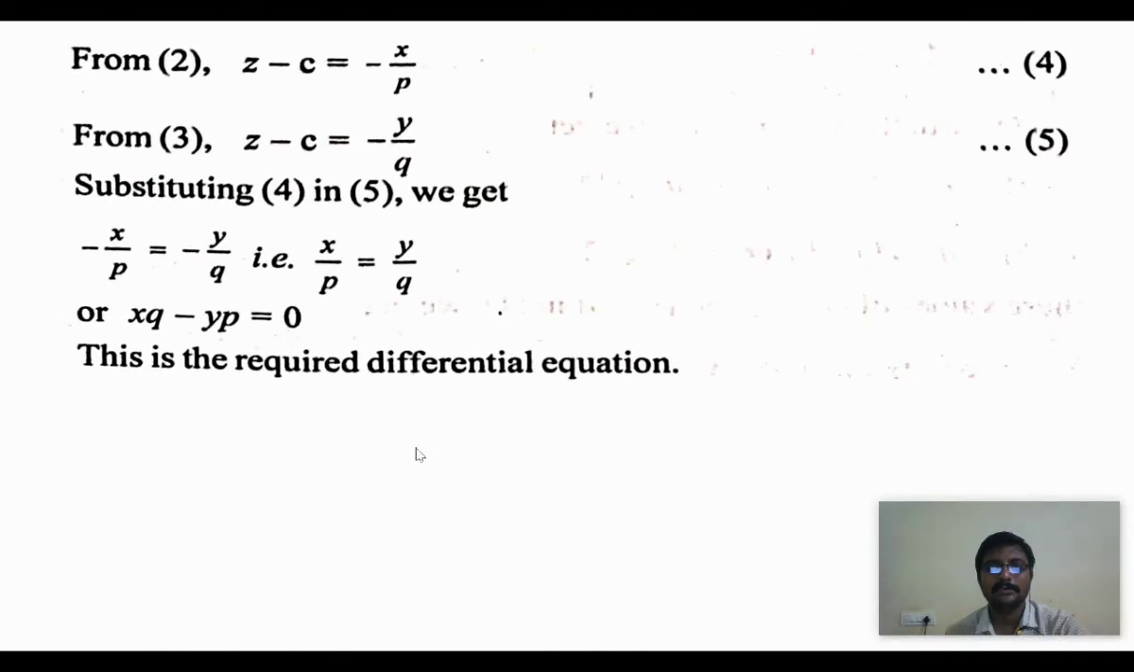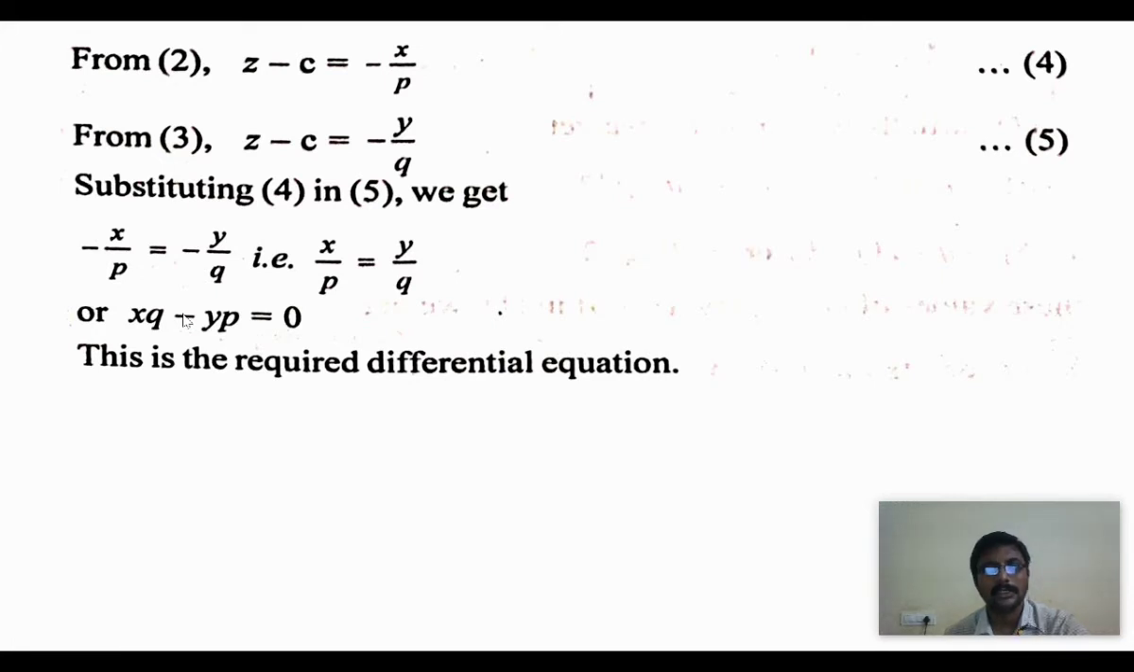Now using these three equations, from equation 2 we will have z minus c value negative x by p, and from equation 3 we will have z minus c value negative y by q. Now substituting equation 4 in equation 5 we will get negative x by p is equal to negative y by q. That means we are equating these two equations. So clearly here negative negative gets cancelled. On cross multiplying we will have xq minus yp equal to 0, which is the required differential equation of first order.